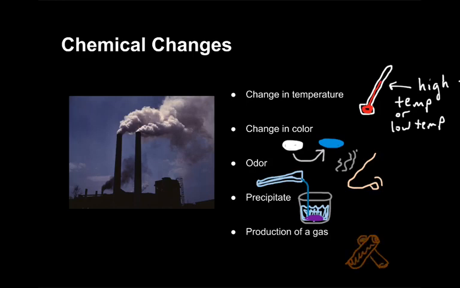Production of a gas is also evidence of a chemical change. Here are my little logs. They're on fire, and I'm producing carbon dioxide and water into the atmosphere. Whenever I make a gas, think chemical change. One of the things that's not on this list is production of light. Think about it. The burning logs also produce light. They also produce heat. There's a change in the color of the logs when they're finished. All of this is evidence that a chemical change occurred.